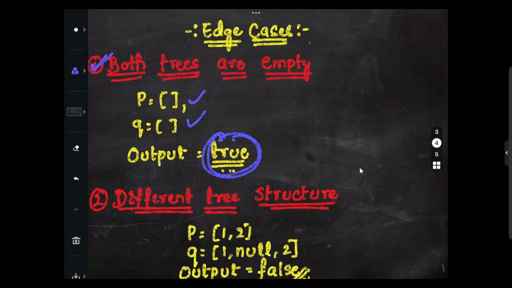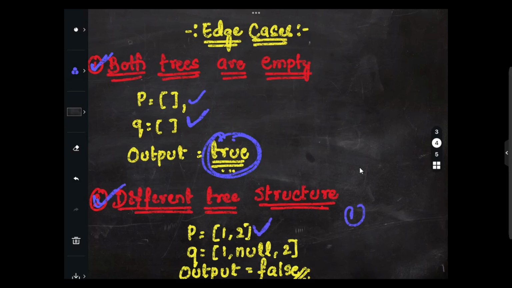So if both the trees are null, or if both nodes are null, then they are said to be identical. So here again I'm telling, if both the trees are empty, they are identical in this case. This is the base case, just keep this in mind. So we have to return true in that case. So let's move on to the second edge case, different tree structure.